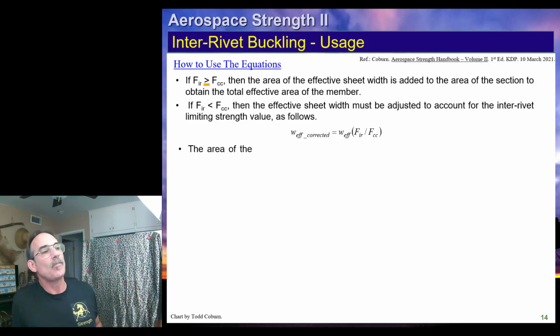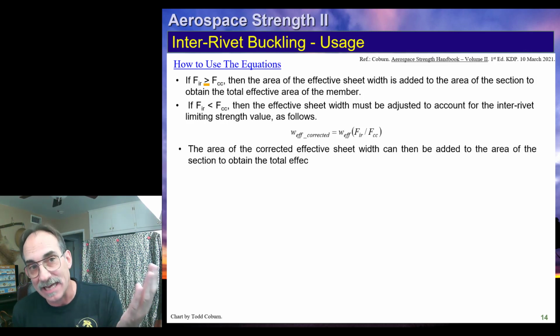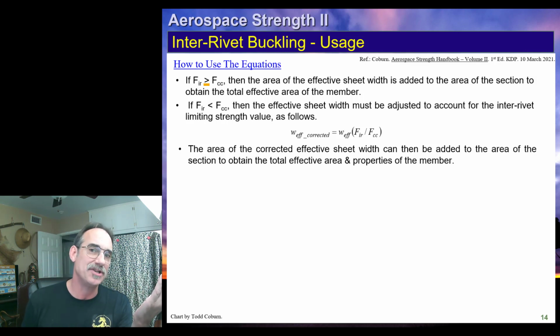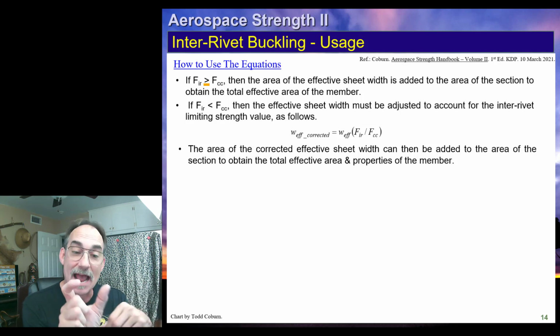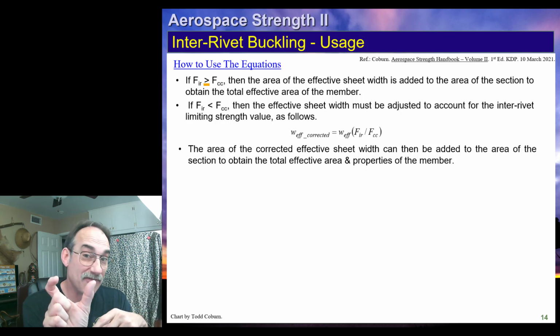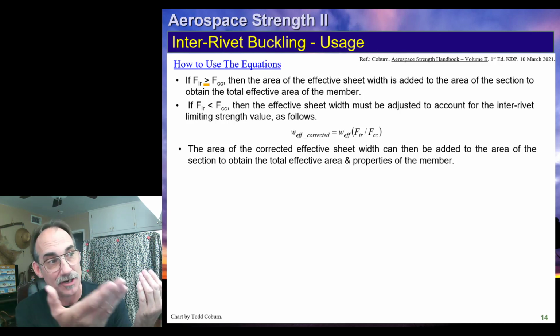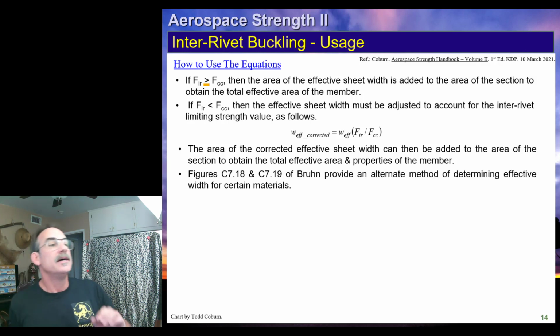Okay? So that's how we do it. Then we would continue on. That example we saw two slides ago would be the same as before, only now after we've evaluated what the effective width of skin is, we would then check to make sure it's not inter-rivet buckling and adjust if it is.